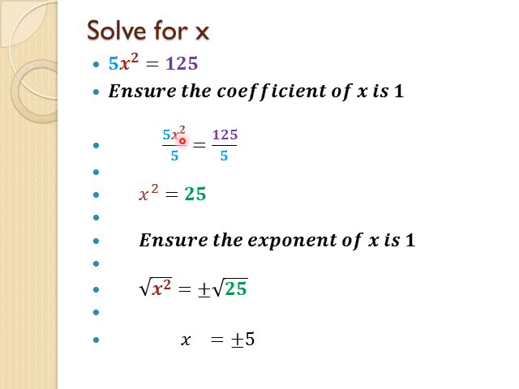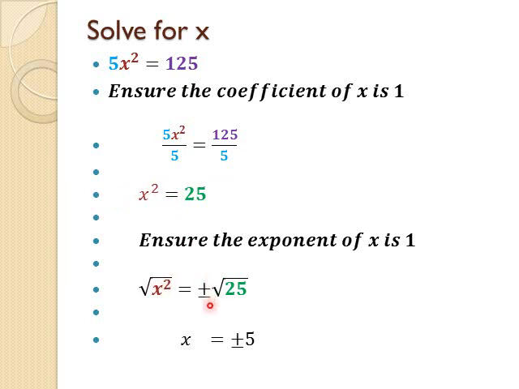So 5x squared divided by 5. What I do one side of the equal sign, I must do on the other side. So therefore that becomes 125 divided by 5. 5 and 5 cancel, so I'm left with x squared. And 125 divided by 5 gives me 25. Right, so from there, I need to get that exponent to read 1. So therefore, I'm going to find square root on both sides.